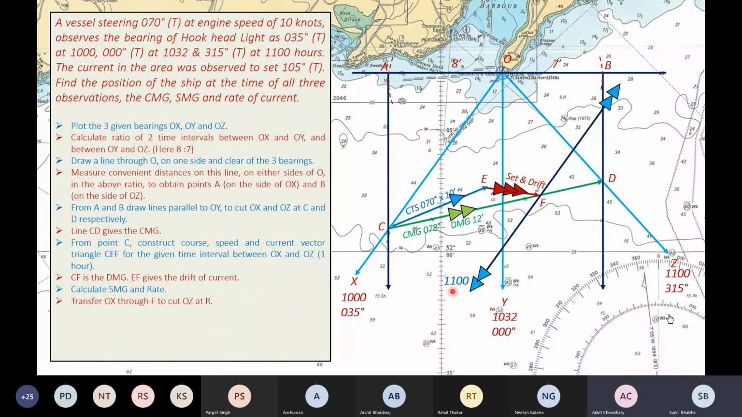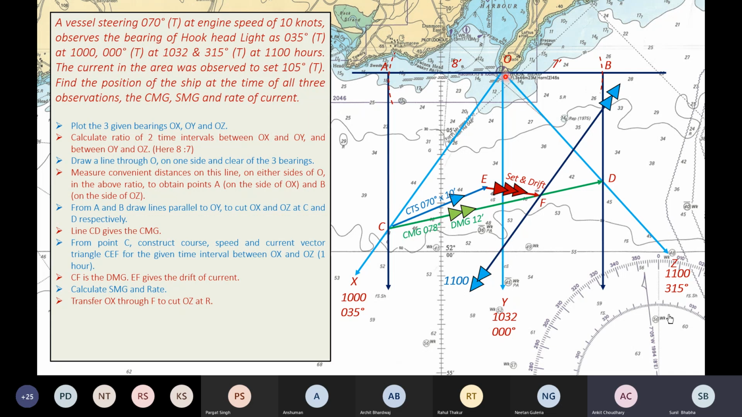Now this PL has been transferred to the time of 1100 hours. The initial PL which we had, OX, was for 1000 hours. We have applied a run for 1 hour. This triangle is for 1 hour duration. And the transferred PL which we see now is transferred to 1100 hours. So we have a transferred PL for 1100 hours marked by double arrows.